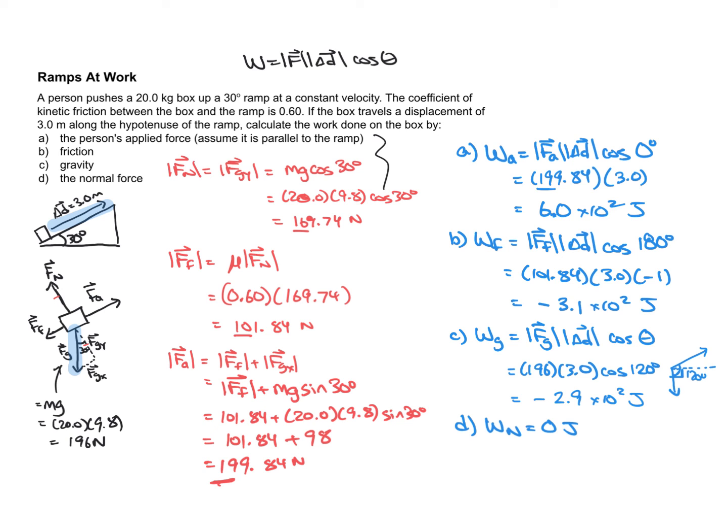You may notice that if I add them all together, they will actually add up to 0, which makes sense because this is going at a constant velocity. It's not speeding up, not slowing down, so there should be no change of kinetic energy. And that means that the net work should be 0.